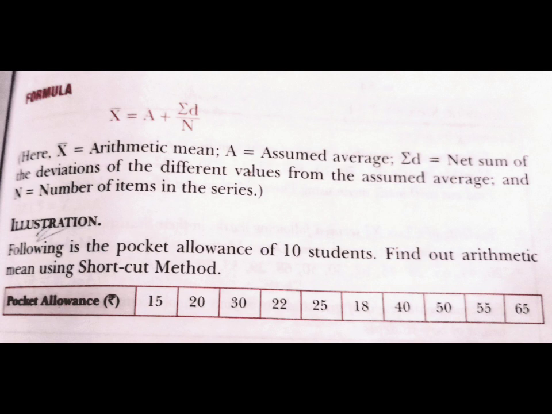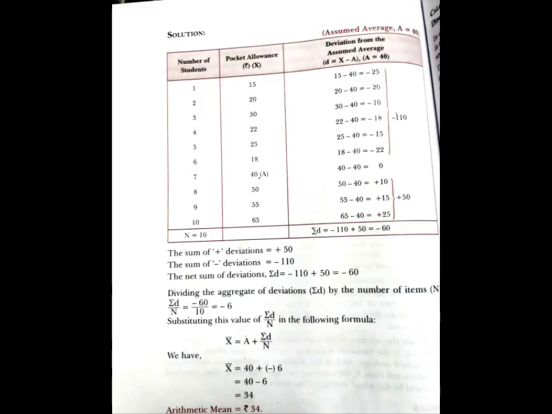Now the second method, that is the shortcut method. The question remains the same, but you have to find the answer with the shortcut method, and the formula is mean equals assumed mean plus sigma d upon n. D means the deviation. And how can we calculate the deviation?